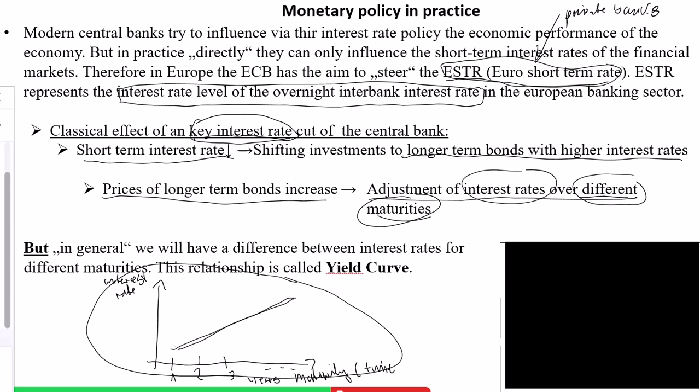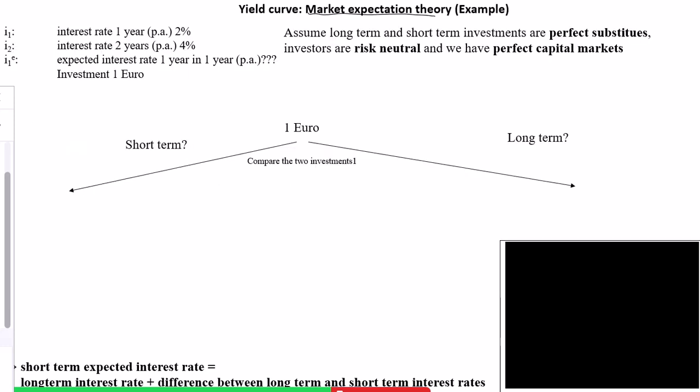Okay, so we want to talk about why these interest rates fall apart. And for this, we have different explanations, and one is the so-called market expectation theory. And this is a very powerful instrument also to explain what happens within the economy. So think of, we have a low short-term interest rate, 1 year of 2%, and a high long-term interest rate, long-term, we say here now 2 years at 4%.